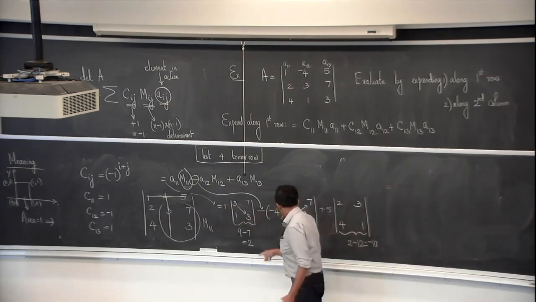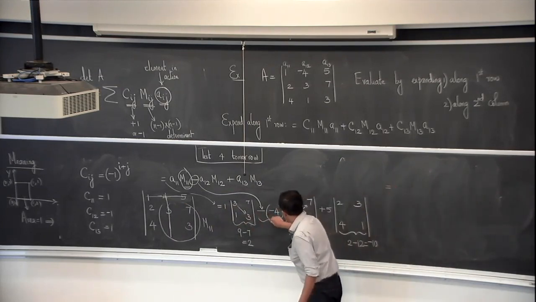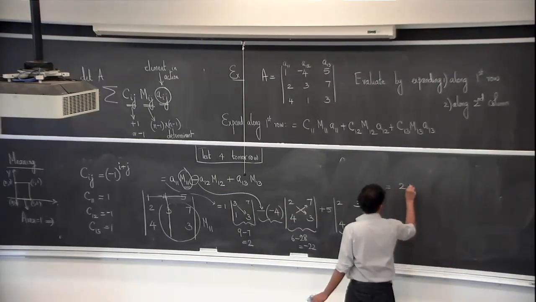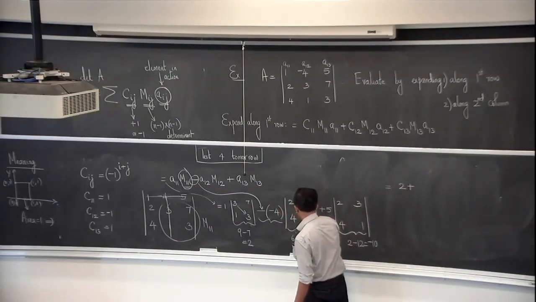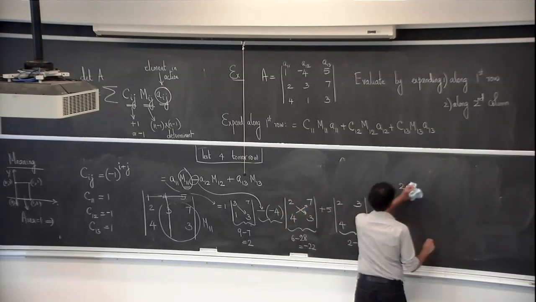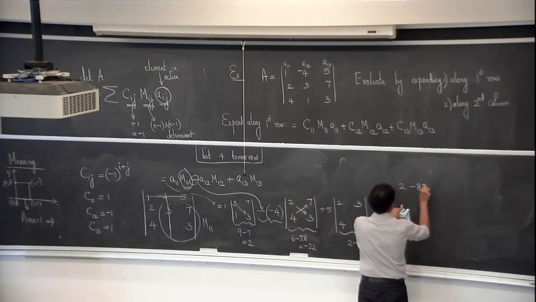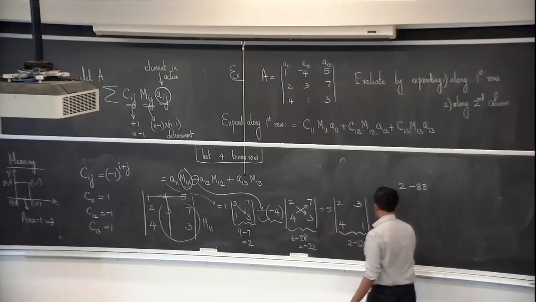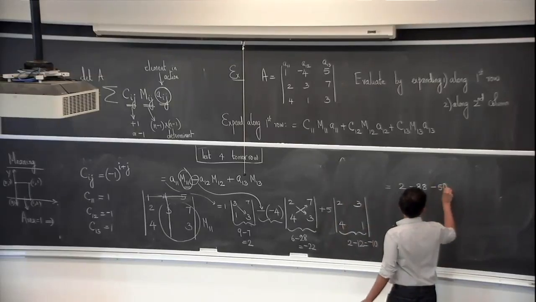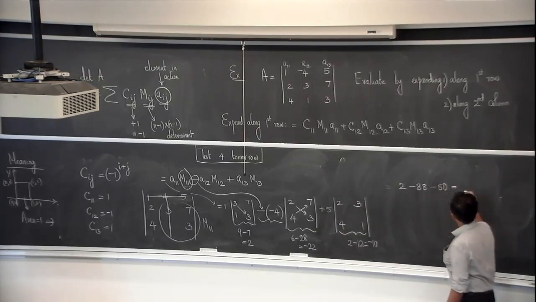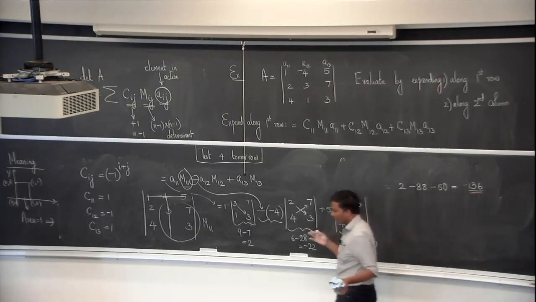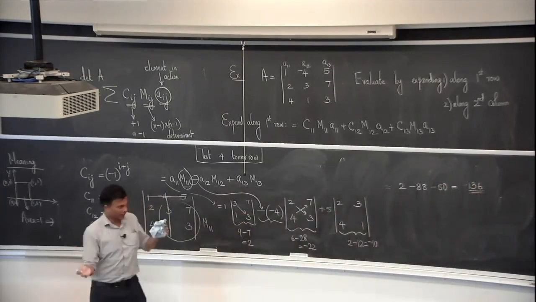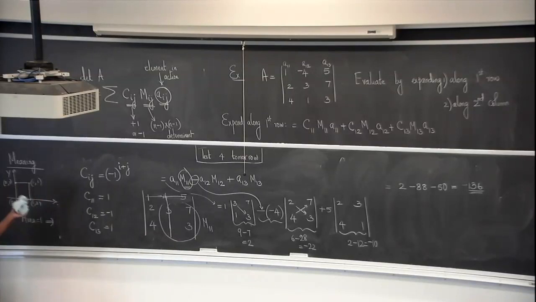So now you can combine all these things. So 1 times 2, that's 2. This is a positive 4, so it's 2 plus 4 times negative 22, which is negative 88, minus 50. And that's a negative 136. In terms of the area, the negative sign just means that the orientation is flipped over. The area is positive, but it's a parallelogram in the opposite side of the XY plane. That's it.